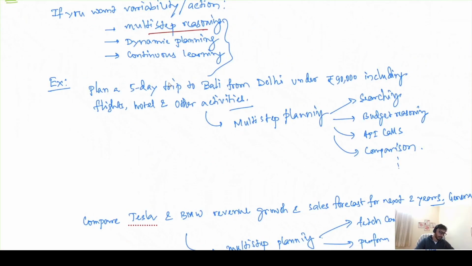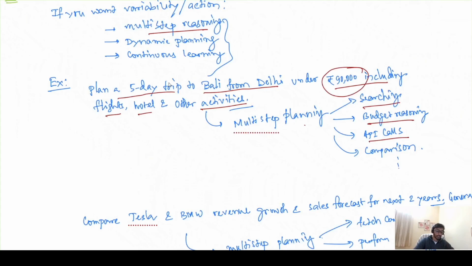If there is a travel agent and you are asking it to plan a 5-day trip to Bali from Delhi under 90,000, including flights, hotels, and other activities, right? So it's a multi-step planning. You need to search, you need to consider this budget also, and then you need to call multiple APIs to answer these questions, and comparison of all these results, and then you come to a conclusion.